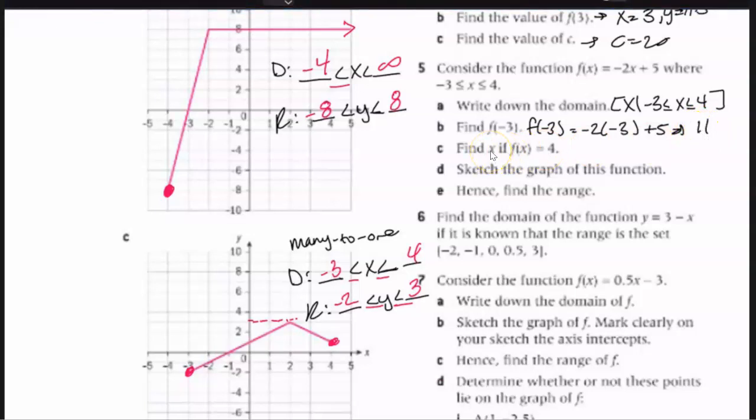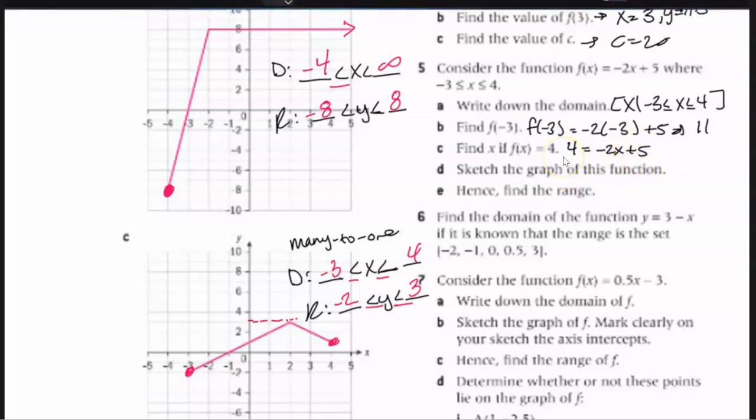Find x if f of x equals 4. This is similar to the other one where you're going backwards. Now they're telling you the end result. You need to figure out what x is. So you'll have 4 equals negative 2x plus 5. And you'll work backwards to solve it. You'll subtract 5 from both sides. So you'll have minus 5 minus 5.